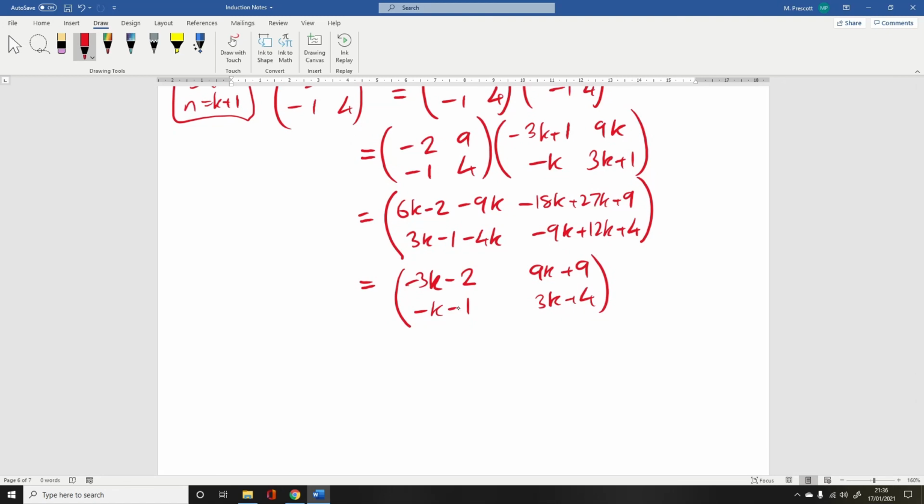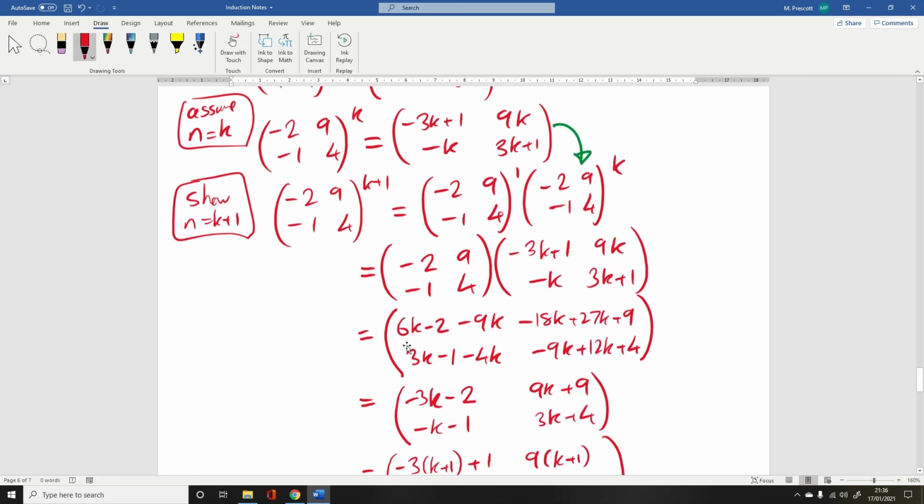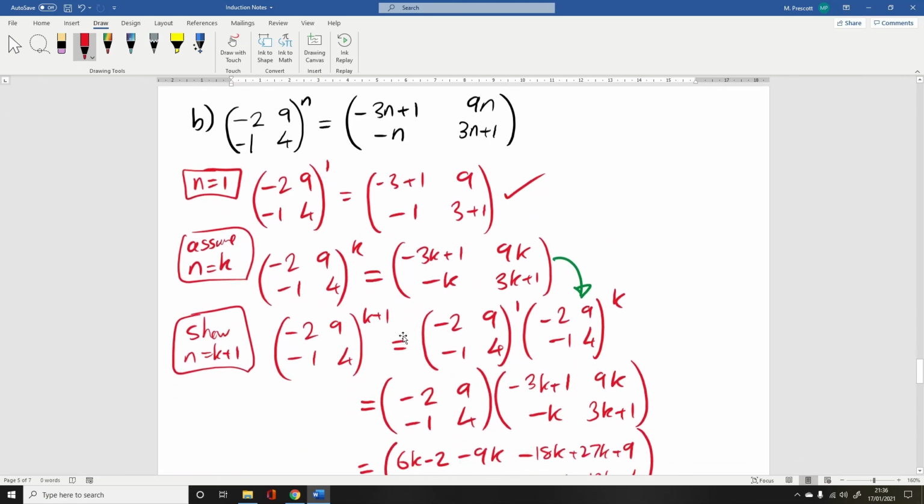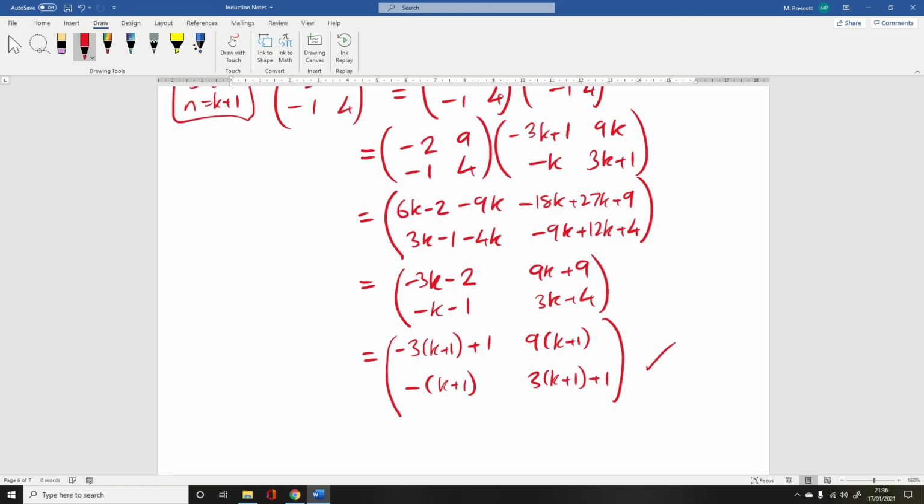Okay, so we want this to take out factors of minus 3, minus 1, 9, and 3. So we can say that we've got minus 3 lots of k plus 1, because that would give us minus 3, and we want to get to minus 2. We've got minus lots of k plus 1. We've got 9 lots of k plus 1. And we've got 3 lots of k plus 1 plus 1. And that puts it in the form that we need. Statement is proved. Conclusion statement.